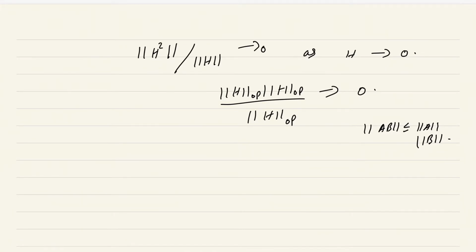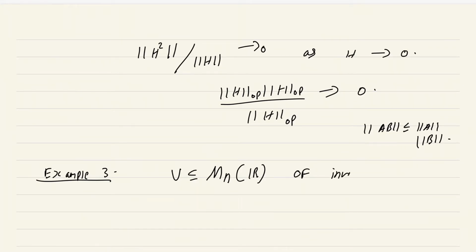Okay, now let's take another example. This example is even more complicated and it again involves matrices. What we are going to do is consider the subspace, as a metric space, U, an open subset of M_n(R), of invertible matrices. The notation for this is often GL_n(R), the space of all invertible n cross n matrices.